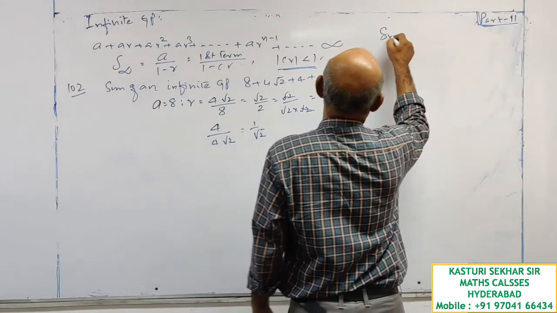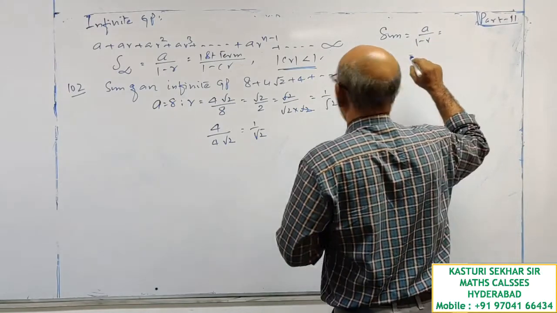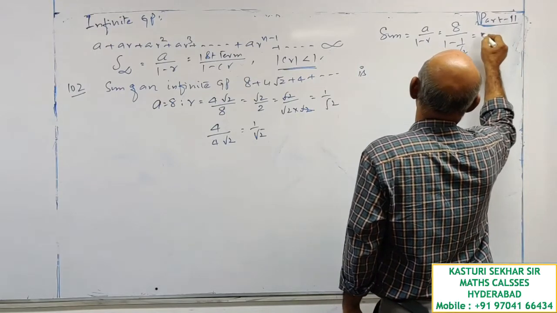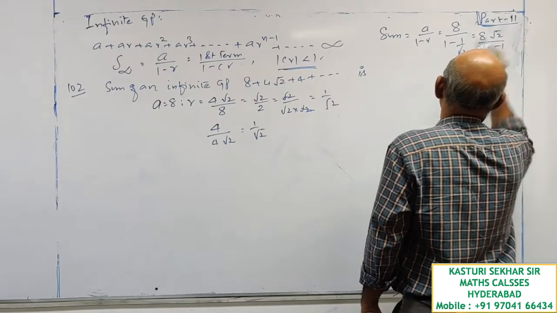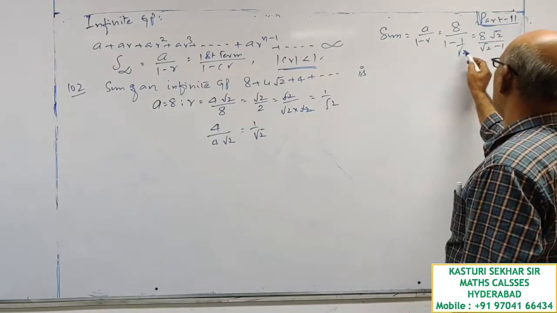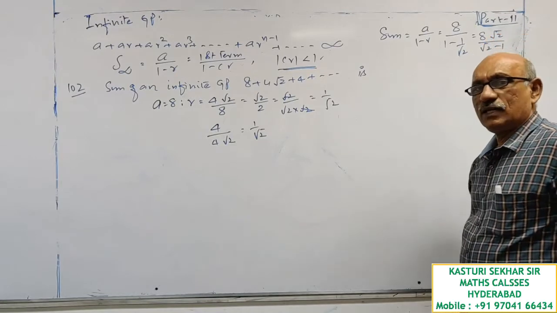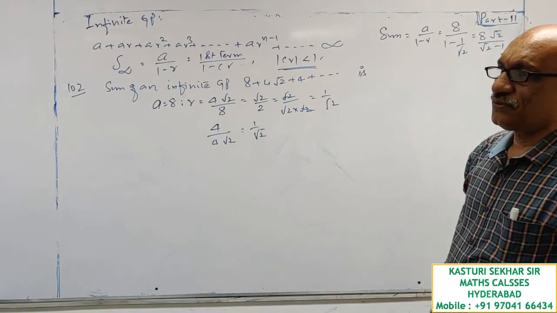Sum is equal to A by 1 minus R. A is equal to 8, R is 1 by root 2. When I take root 2 as LCM, root 2 minus 1 by root 2, root 2 will go to the numerator. This is the answer to this question, but options are not given in this manner.